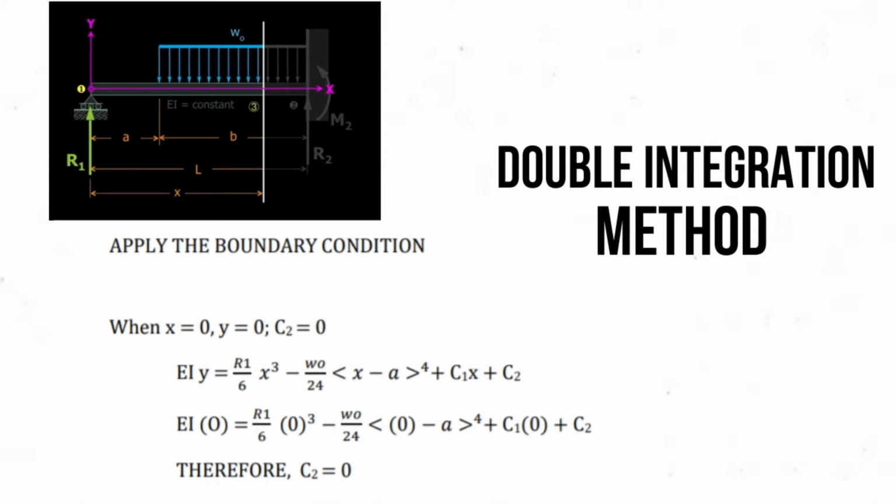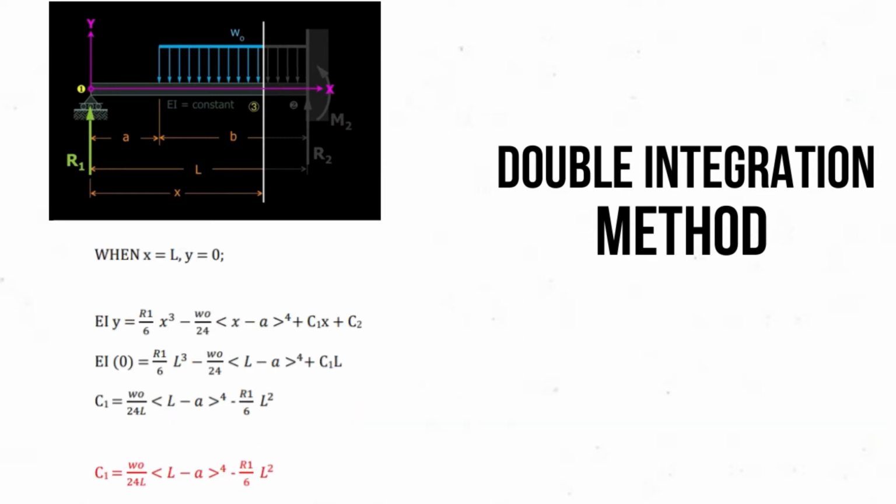Applying boundary conditions at point 1, the origin, we set x equals 0 and y equals 0. Substituting the values, we get C2 equals 0. Point 2 is a fixed support, hence x is equal to L, and since at this point the deflection and slope are 0, y is equal to 0. Substituting in equation 2, we have 0 equals R1 over 6 times L cubed minus WO over 24 multiplied by (L minus a) to the fourth plus C1 times L. Transposing, C1 equals WO over 24 times L multiplied by (L minus a) to the fourth minus R1 over 6 times L squared. There we got C1.